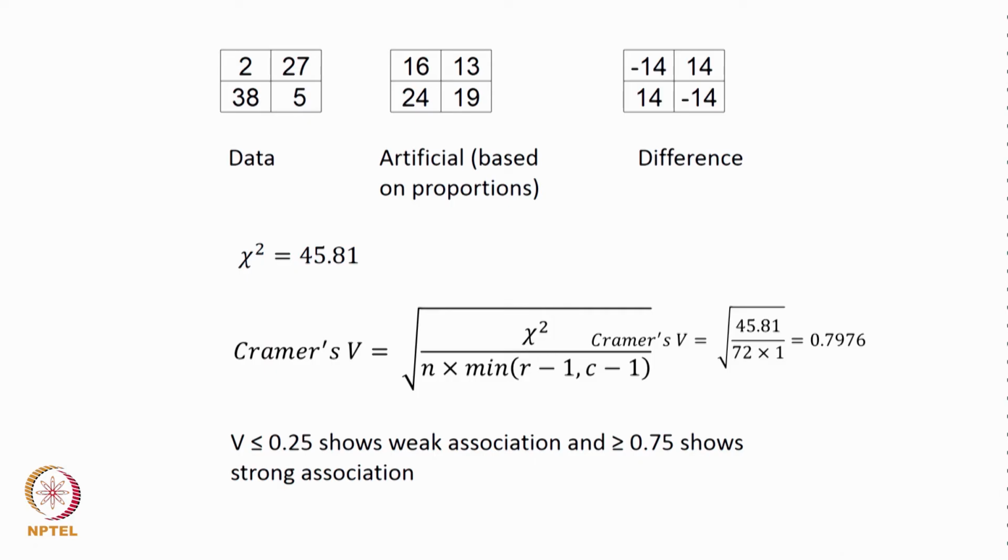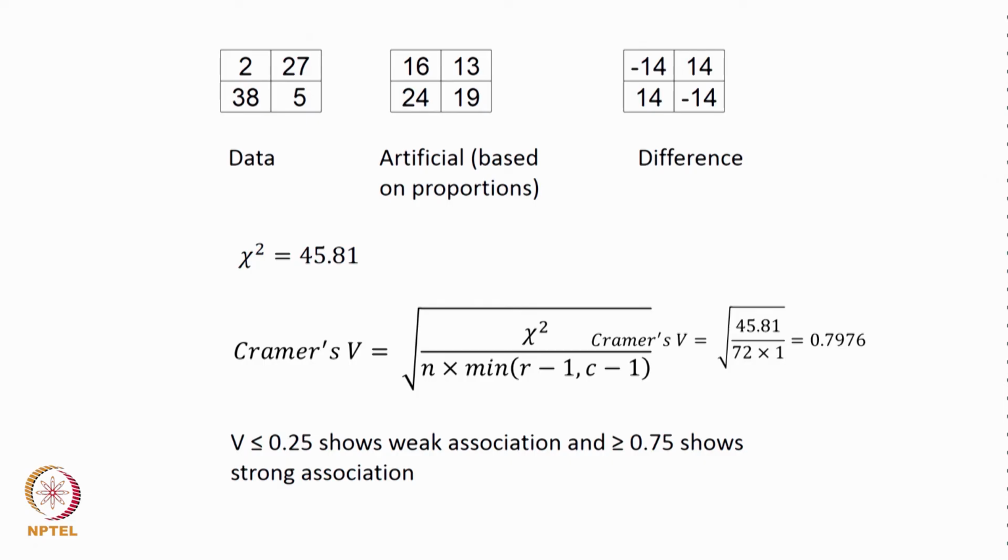Let me show how this 16 was obtained. 29 out of the 72 are fresh graduates, and therefore, proportionately, out of the 40 people, we expect a certain number to attend. That will be 29 by 72 into 40, which is 16, and the other number is 43 by 72 into 40, which is 24. So, this table will remain the same.